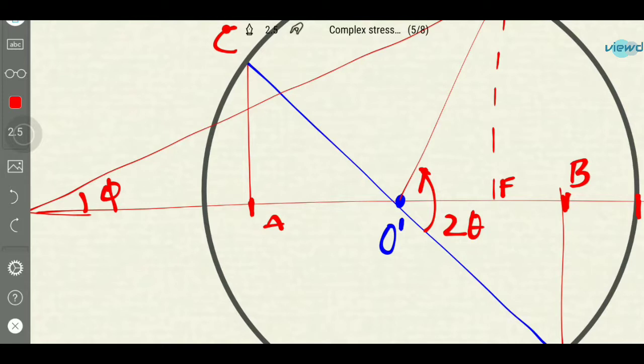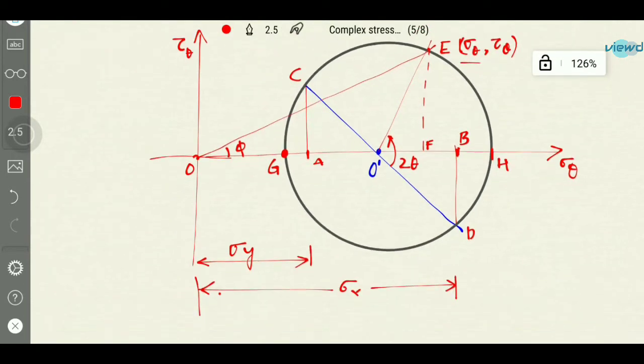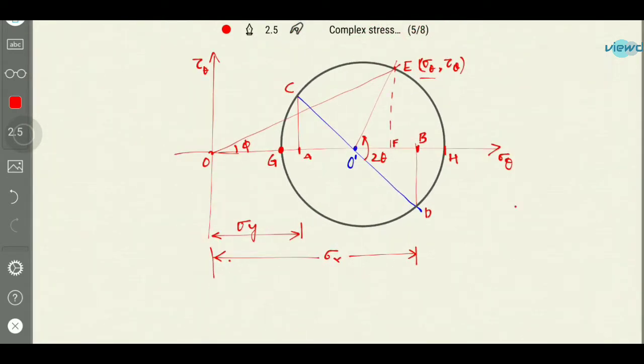and 2 theta will be here 180. From here to here it is 180, but this angle is 2 theta, which means the original deviation will be 90 degrees, and this point will be sigma 2, which is, let us say this point is G. So from this diagram, what do we get?